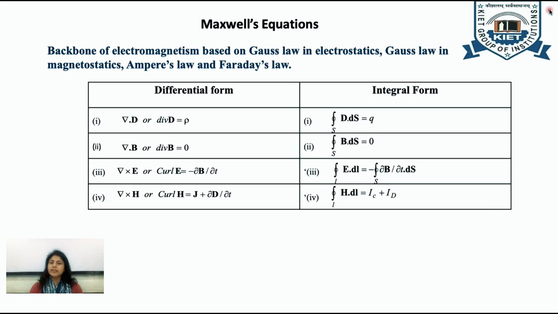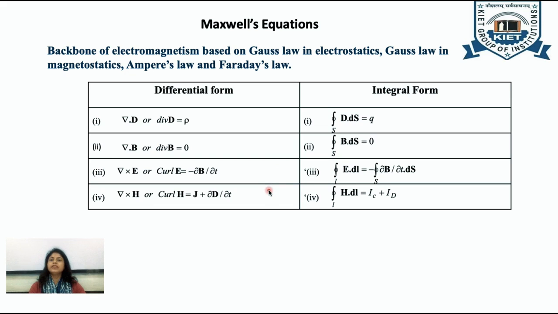The second Maxwell equation is del dot B, meaning divergence of B, is equal to 0, and the integral form is surface integration of B dot ds is equal to 0, where B is the magnetic induction. The third Maxwell equation is curl of E, meaning del cross E, is equal to minus del B over del T, and the integral form is line integral of E dot dl is equal to minus surface integration of del B by del T dot ds, where E is the electric field intensity and B is the magnetic induction.